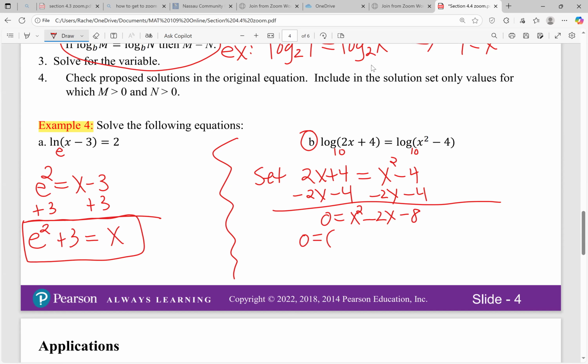So 0 is going to be equal to, all right, two numbers that multiply to -8 but are going to add to -2 is going to be -4 and +2. So set each factor equal to 0. So x minus 4 equals 0 or x plus 2 equals 0. So I'm going to get x equals 4 or x equals -2. So those are my two possible solutions.